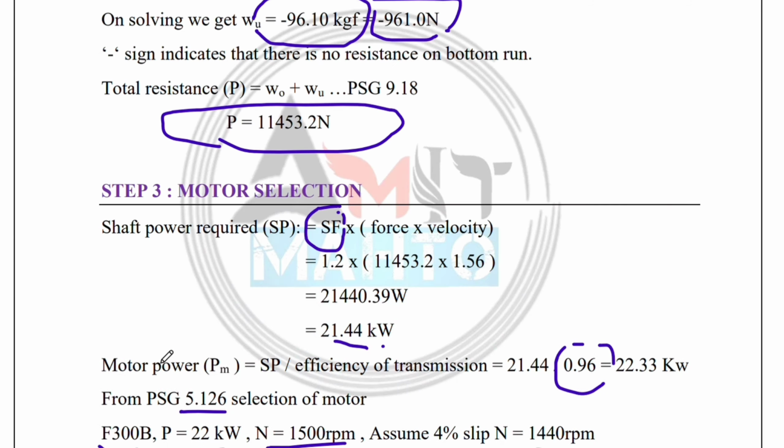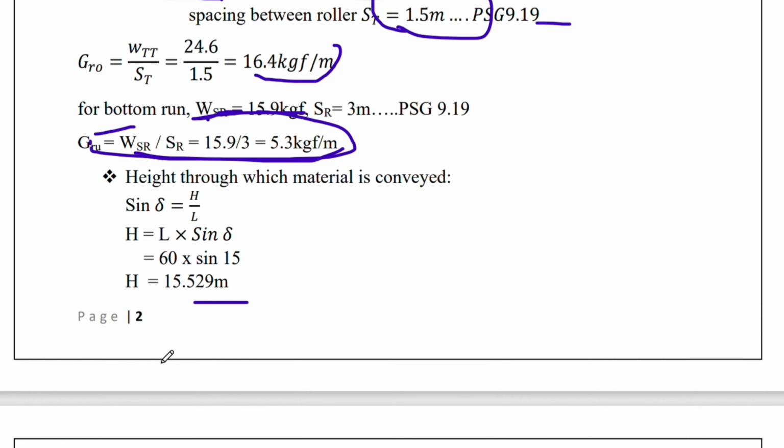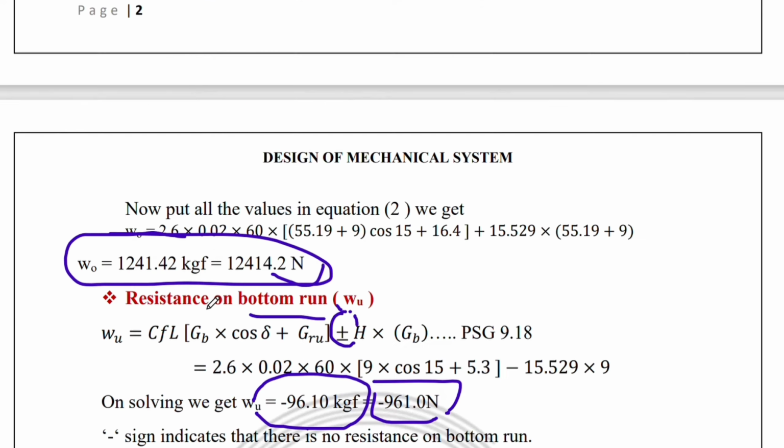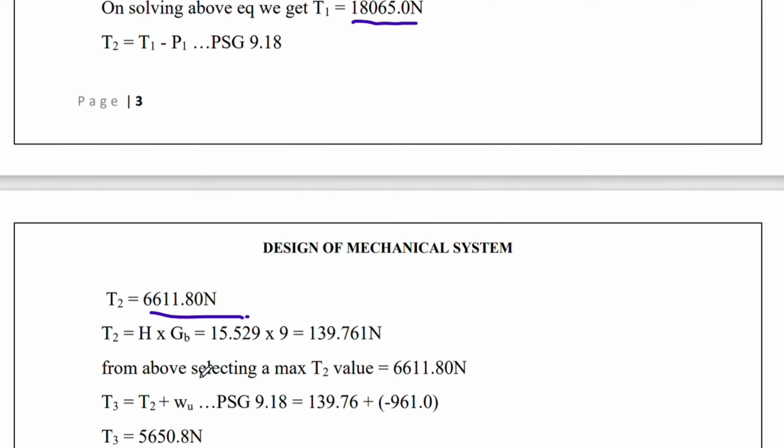The value of H we got here is 15.529, and the value of GB is 9, which we have done in step number 2. These two values you will get in step number 2. Substitute the values and get the value of T2. So next, T2 we get 139.761 Newton.